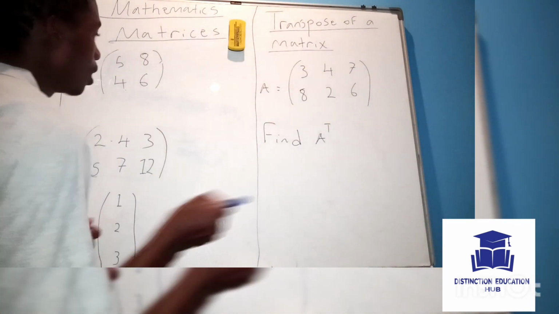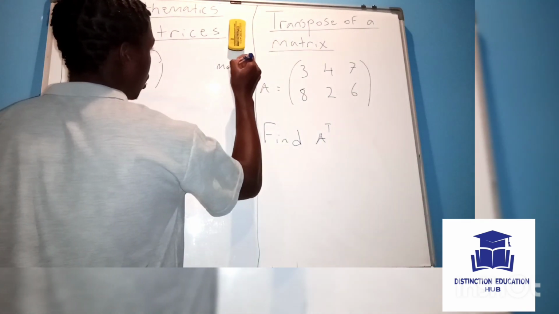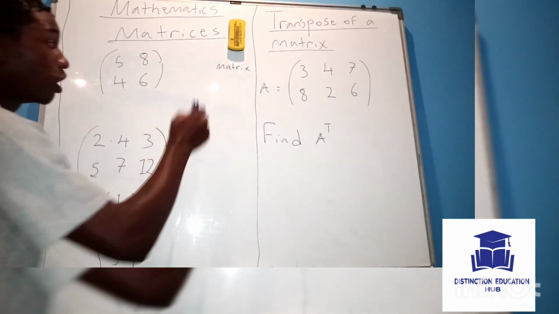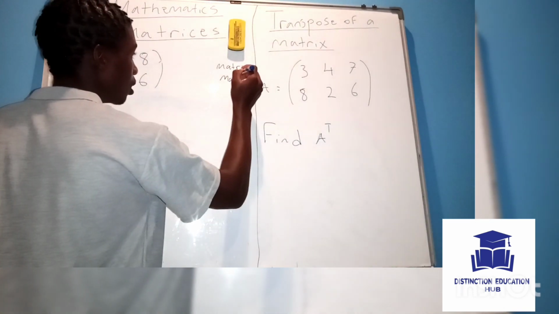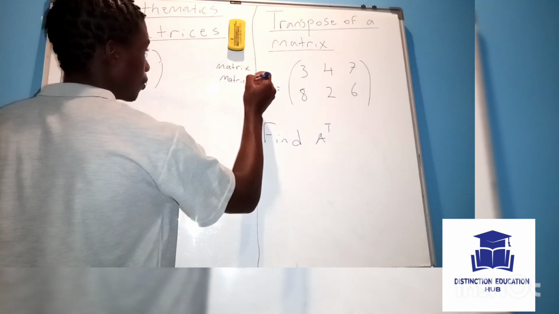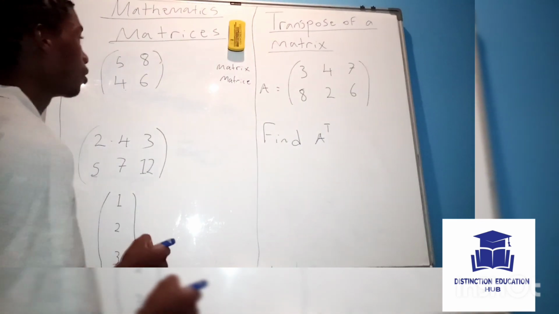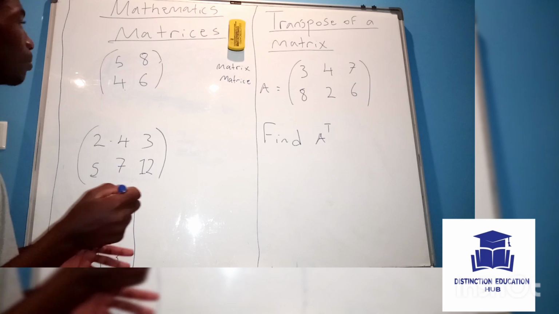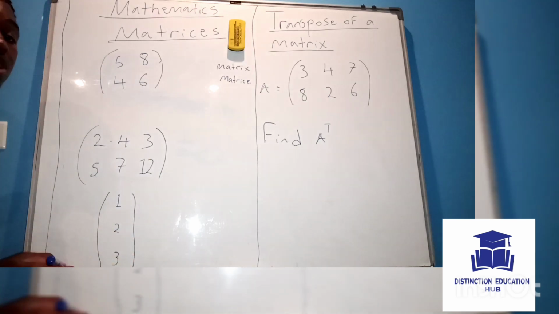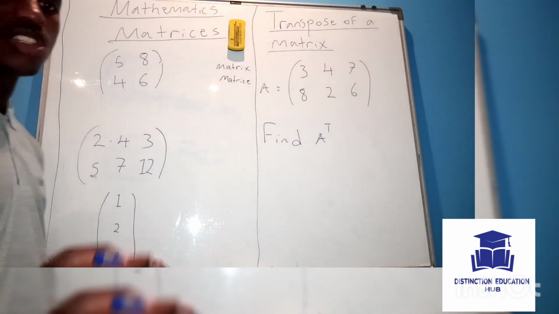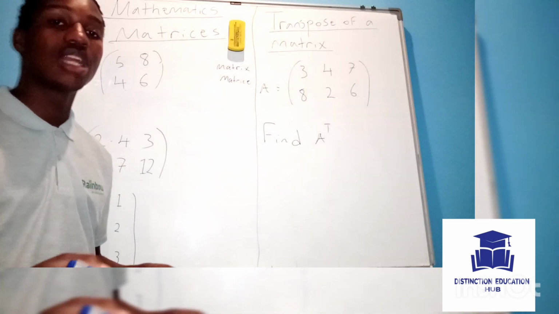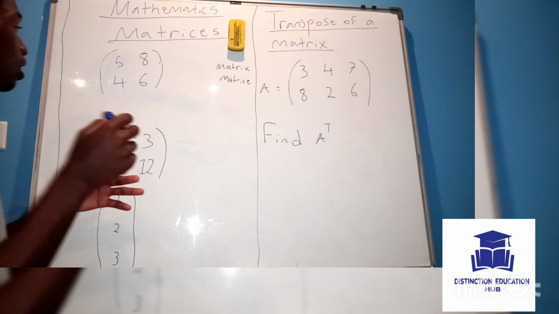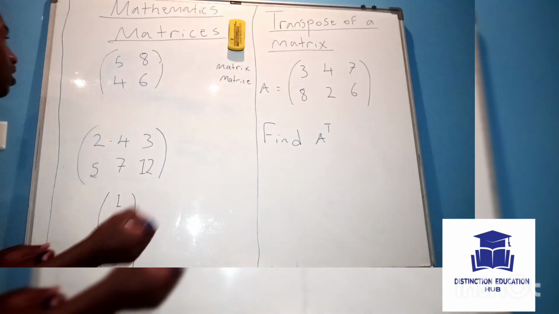So when you say matrices, that's plural, and when you say matrix, that's singular. Matrices are made up of rows and columns. I guess you must be wondering what rows and columns are, or where the rows and the columns are located.